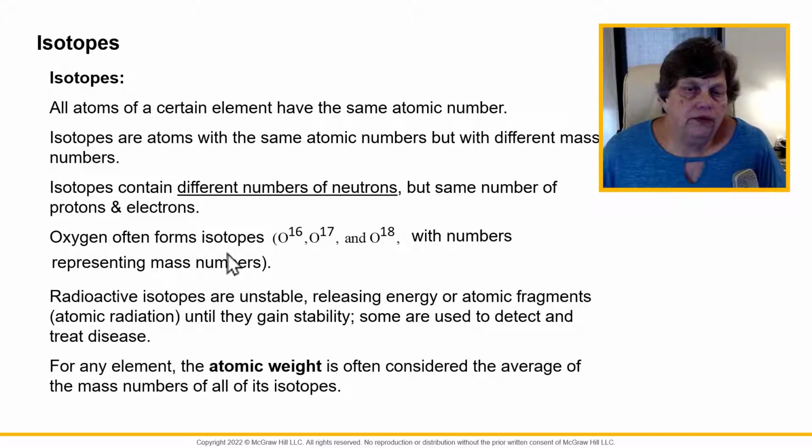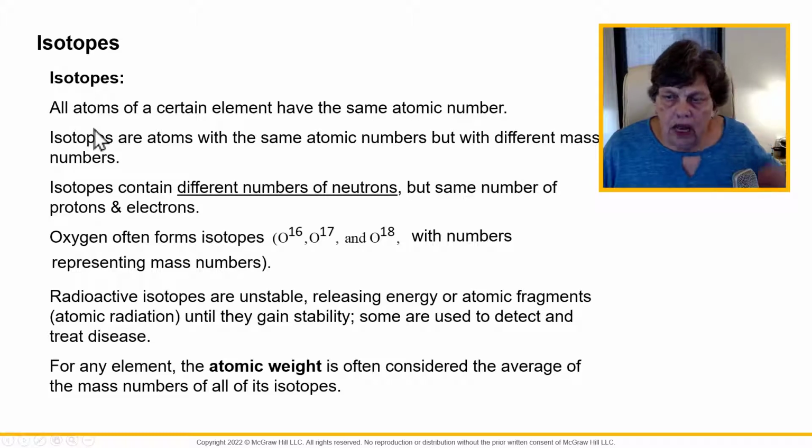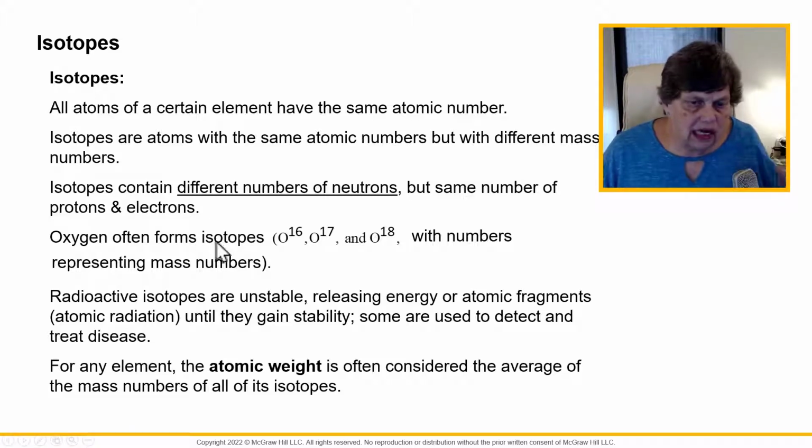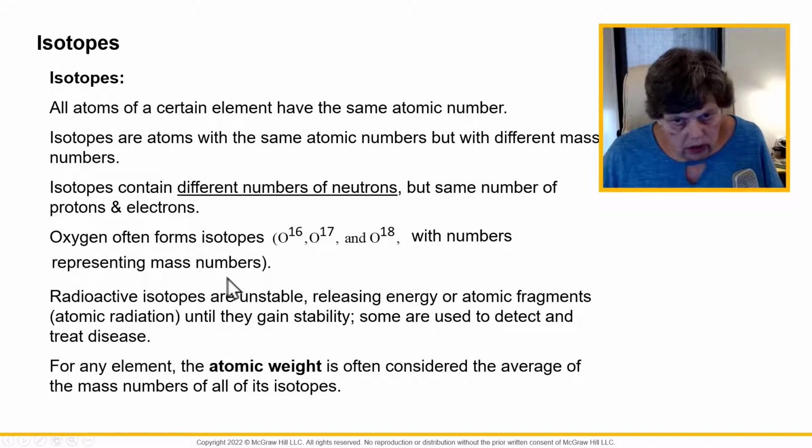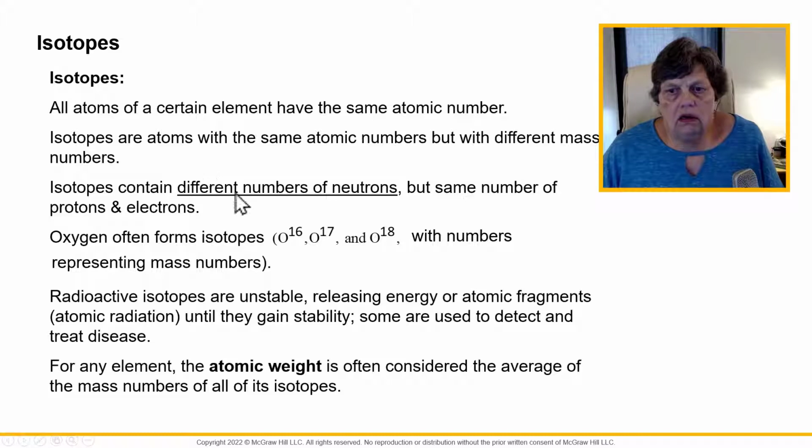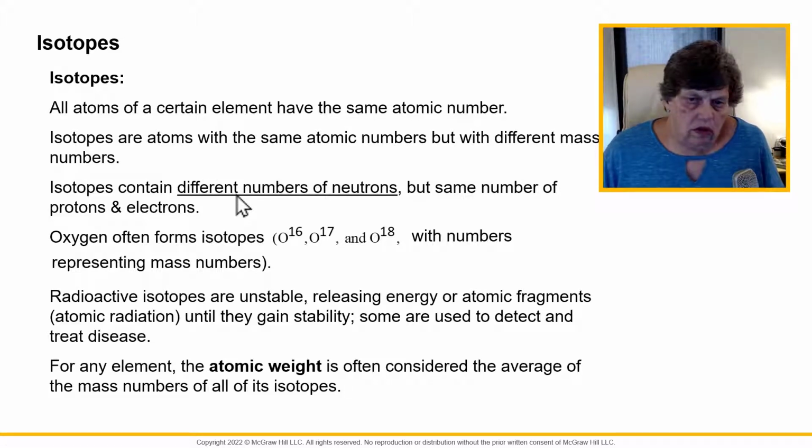All right, so for isotopes that we talked about, isotopes have the same atomic number because they have the same number of protons. What changes in an isotope is the number of neutrons, okay?